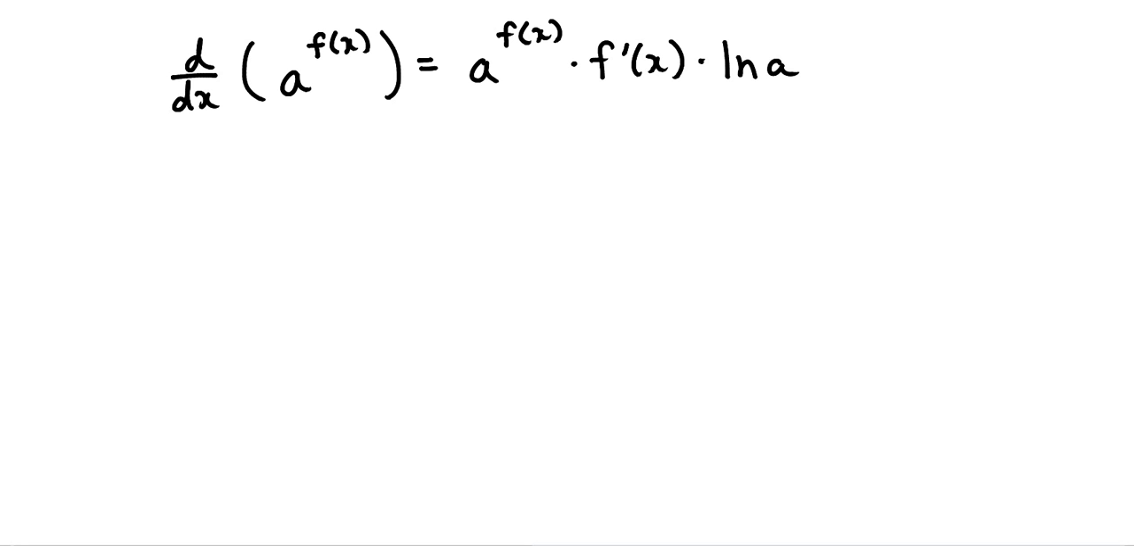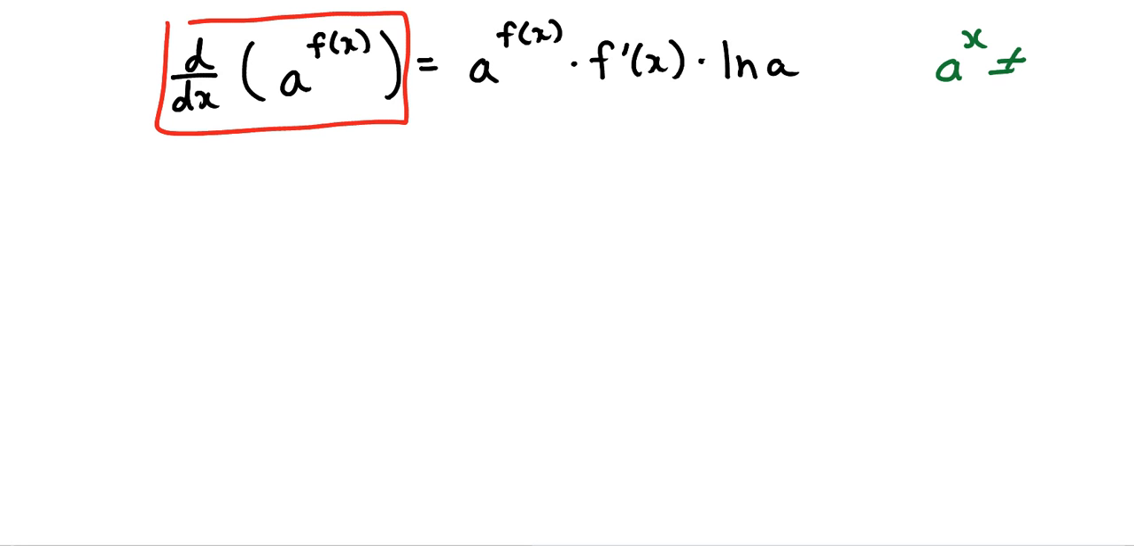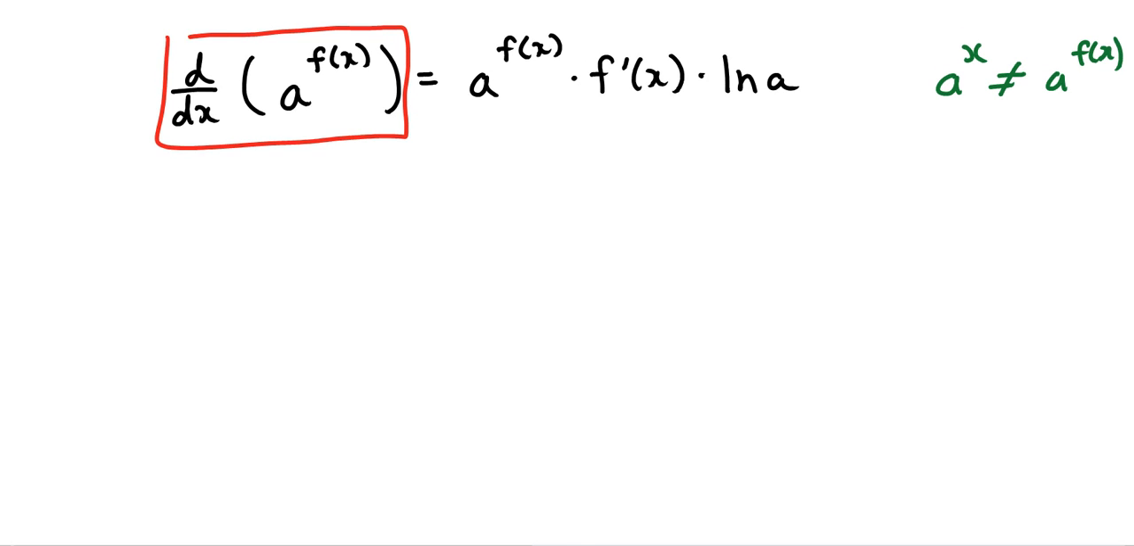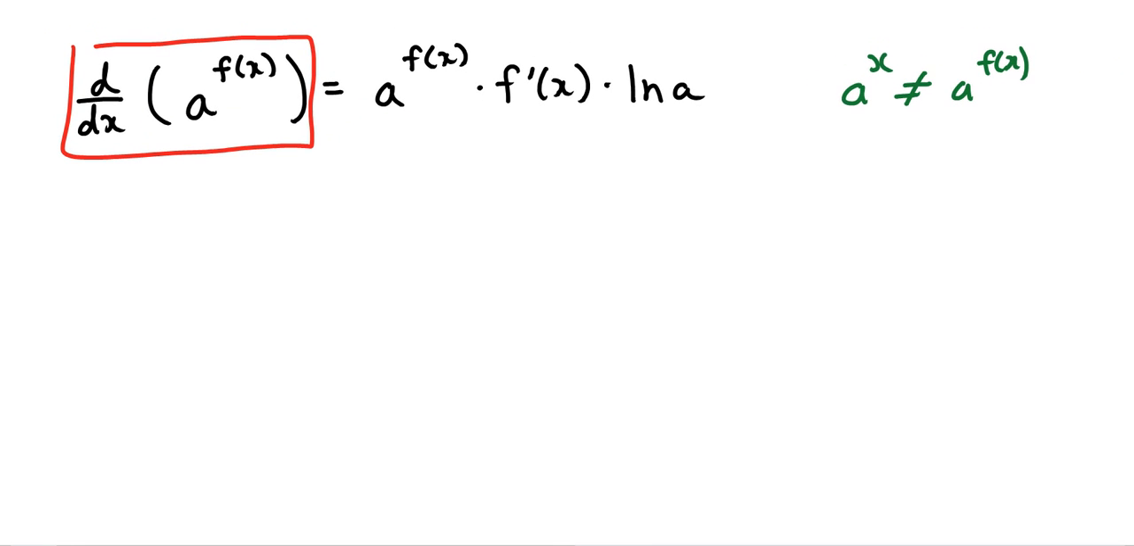I just want to say that this derivative is different from the previous example. We had the derivative of a to the power of x, and this is going to be completely different from what we have right now. In this example, your exponent can be any function, like a to the power of sine x, or a to the power of x squared, or a to the power of 1 over x.